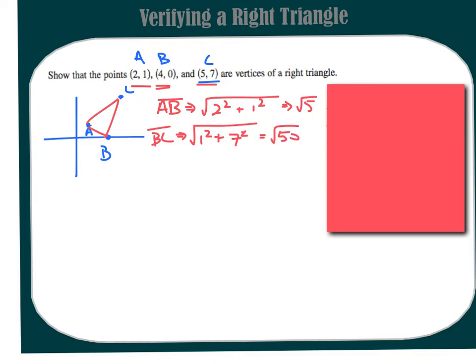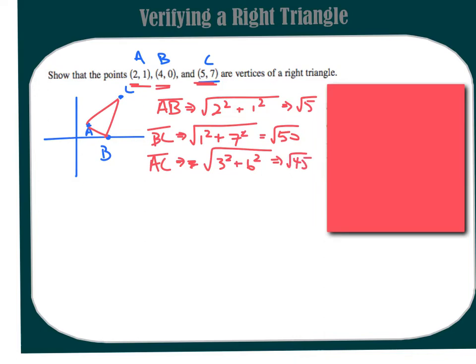All right. And now I'm going to do AC. What's the difference between my x's of A and C? 2 to 5 makes 3. So now I have square root of 3 squared, and then plus 6 squared. So 3 squared is 9, 6 squared is 36. So we get square root of 45.